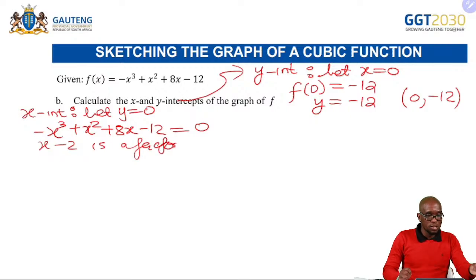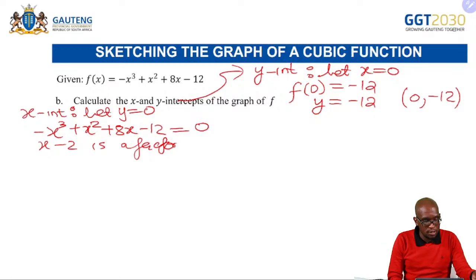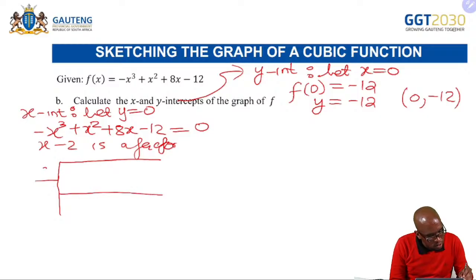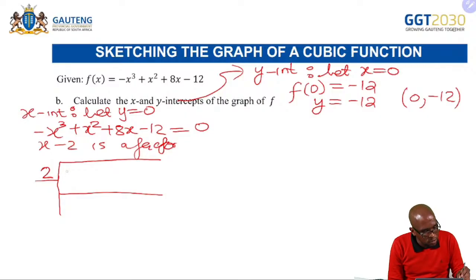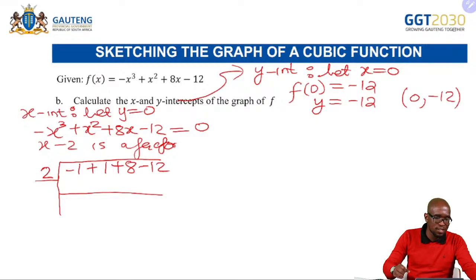x minus 2 is a factor because if you substitute x equals 2 in the equation, you get 0. So we're going to use synthetic division again here, because our factor in this case is 2. And then I write down the coefficients of all the variables. The coefficient of x cubed is minus 1. The coefficient of x squared is plus 1. The coefficient of x is plus 8. The constant is minus 12.